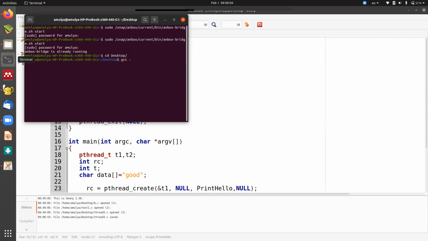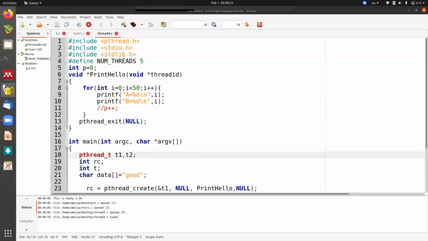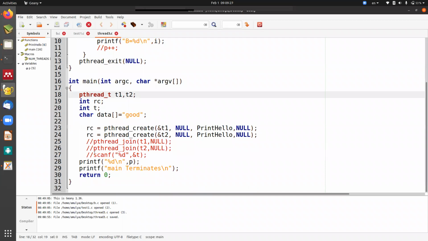cd Desktop, then gcc, what is the name? pthread3.c, then -lpthread, then ./a.out. If you look into it, this is calling this, this is pthread3, and it is doing like this. Just see.